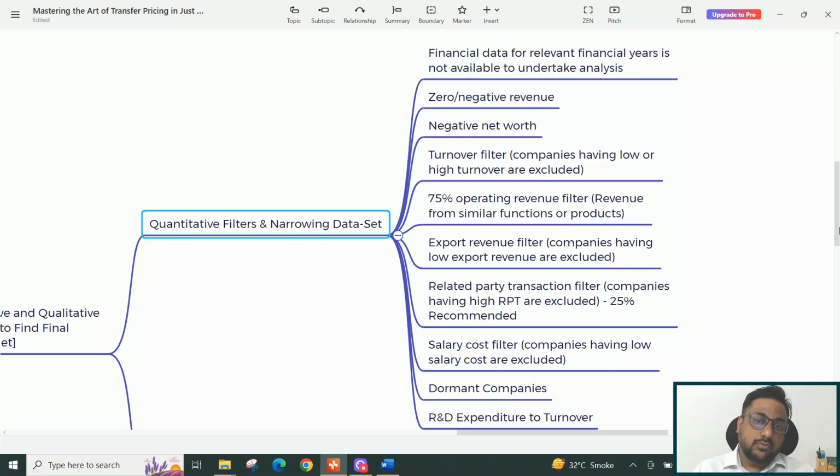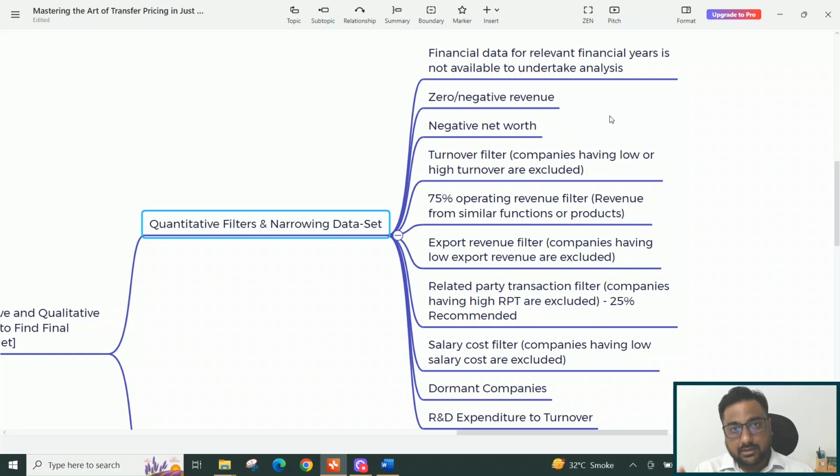Then we also move to zero or negative revenue companies. The companies which technically don't generate revenue are also required to be rejected from your data set or list of entities. Then the companies which have a negative net worth, that is, negative capital, are also companies we have to exclude from the data set. Once you see that data set, you will come to know that many numbers come up with it, which gets generated in the software, that is, the database, right? So you will also see that it may generate negative numbers, that is, companies having negative net worth.